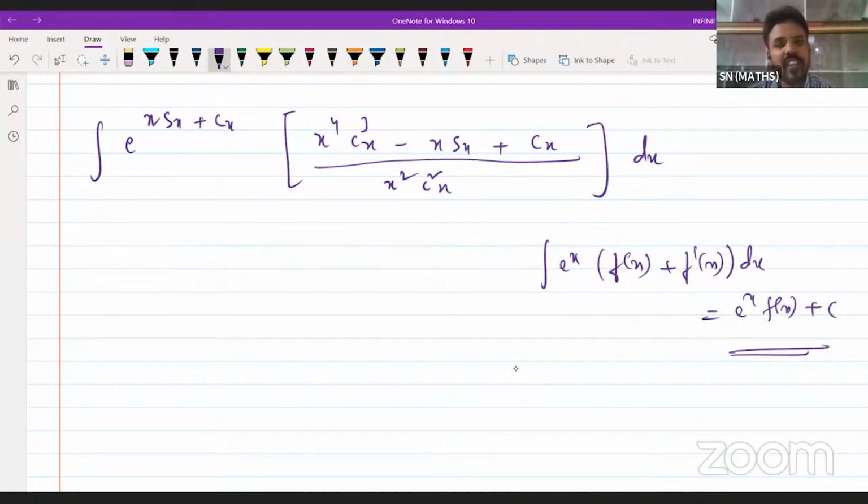This is one of the finest properties in integration by parts. The same question is given. Then how to do? Yes, sir. Yes, children. We can do this using by parts. But again and again, it takes a lot of time to solve. We have to split into two separate integrals.